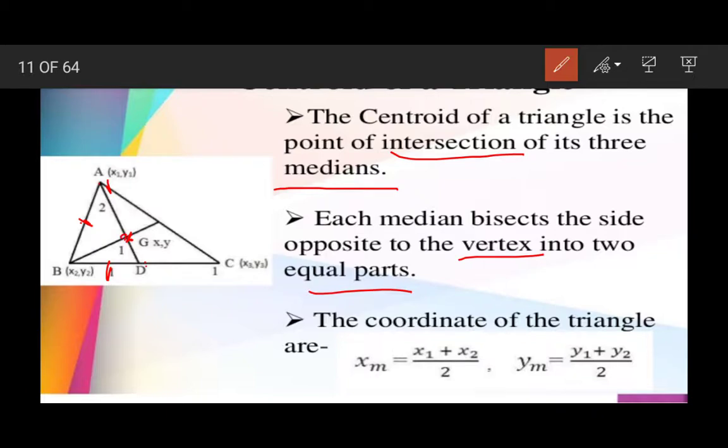First, the coordinates of the midpoint are xm, because this is a median, so we get the coordinates by using the midpoint formula, that will be (x1 plus x2) upon 2, then (y1 plus y2) upon 2.